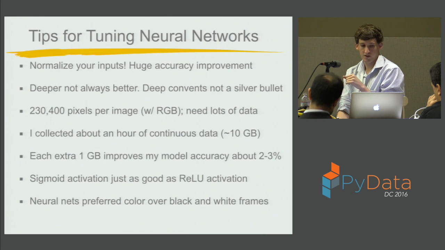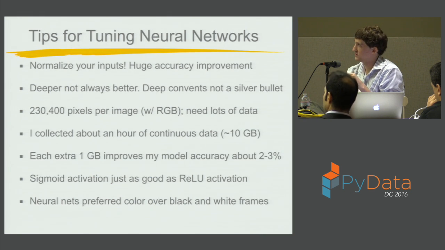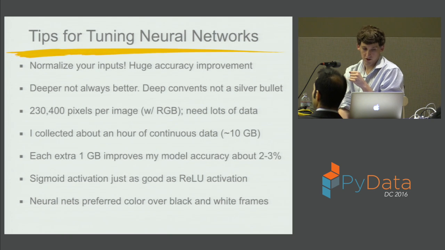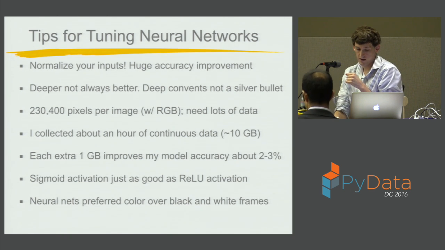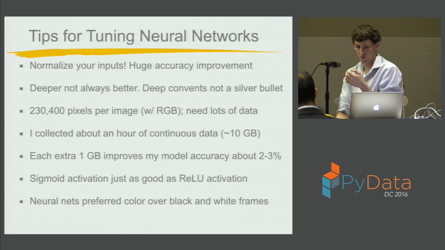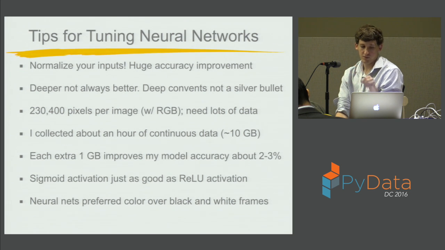All right, so tips for tuning neural networks. It was really important to normalize the inputs. I'd heard that would be useful, but I kind of ignored that advice, and then I found out that it makes a really big difference. Probably the most important thing ever is to normalize your inputs. The pixel values for my images from OpenCV are between 0 and 255. So I divided all my inputs by 255, and I got like a 40% accuracy improvement, which is unheard of. Deeper is not always better.